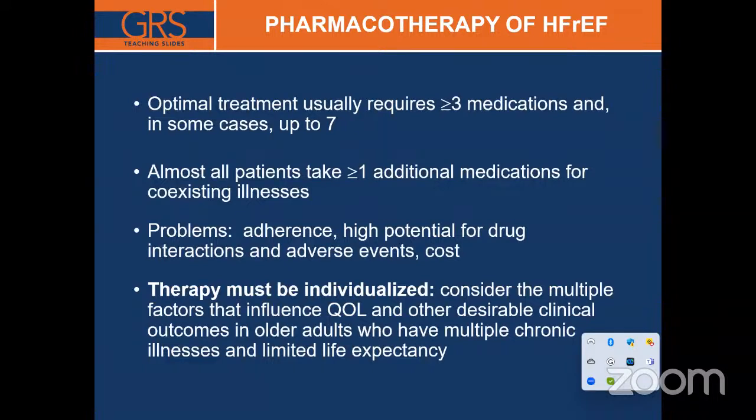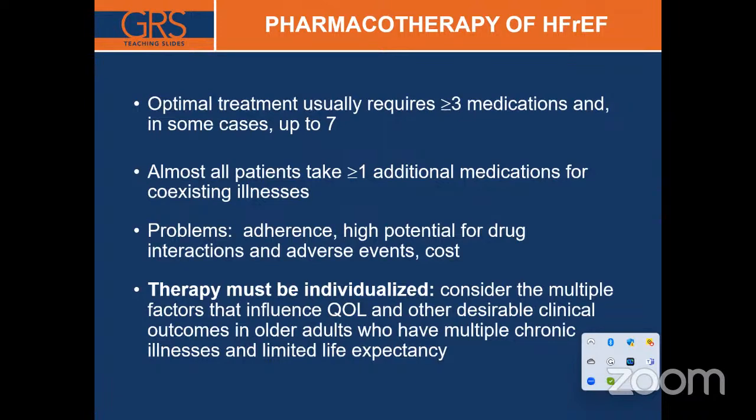Regarding pharmacology therapy, optimum treatment usually requires more than 3 medications, and in some cases up to 7 medications. Almost all patients take at least 1 additional medication for coexisting illnesses. The problem of these multiple medications is adherence, in addition to high potential for drug interactions and adverse side effects, and lastly, the cost. Therapy must be individualized according to each patient.